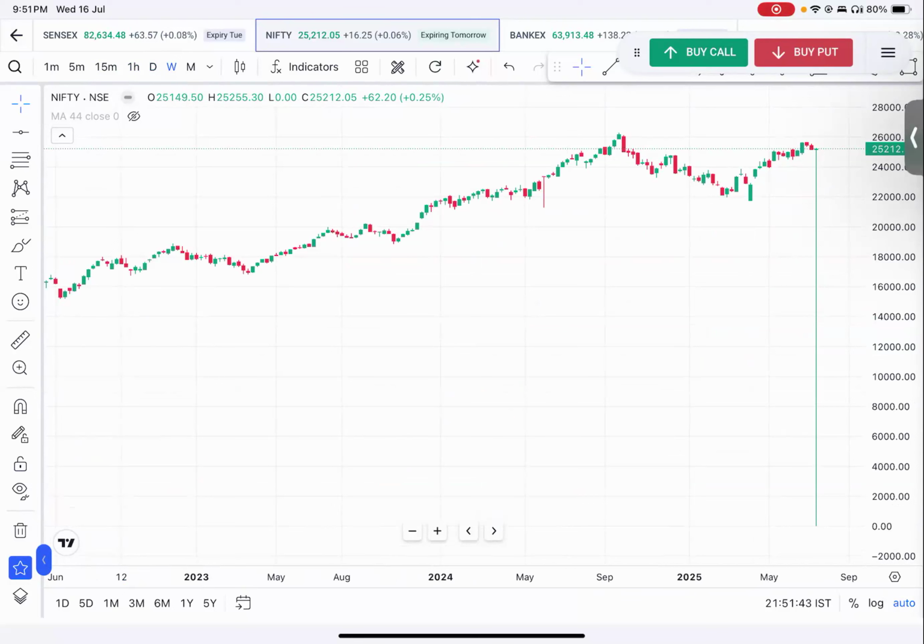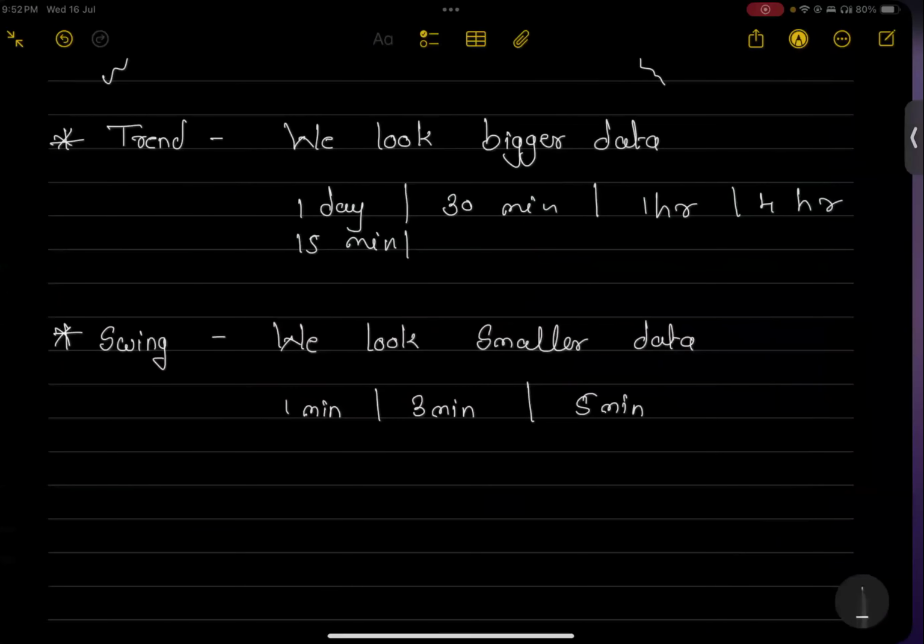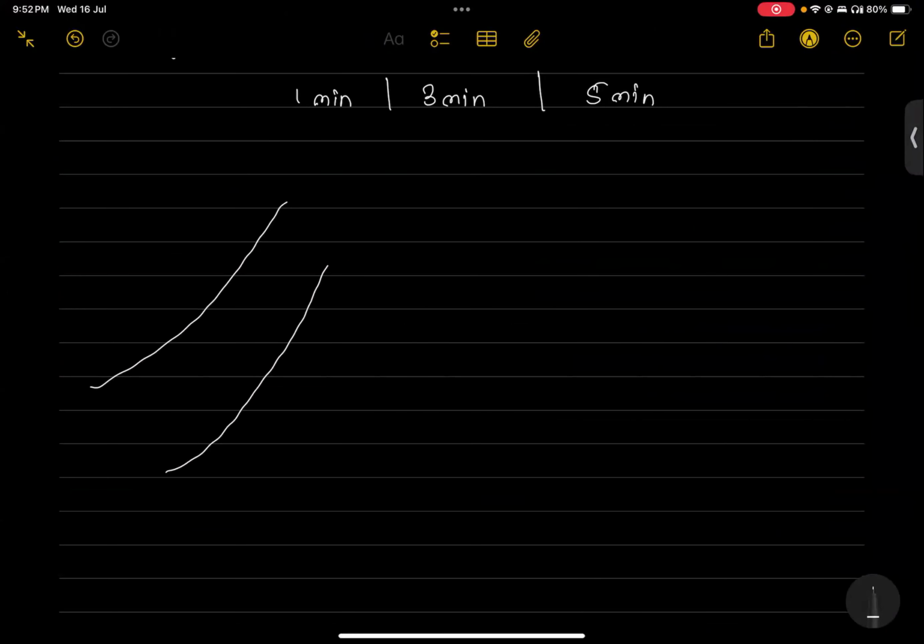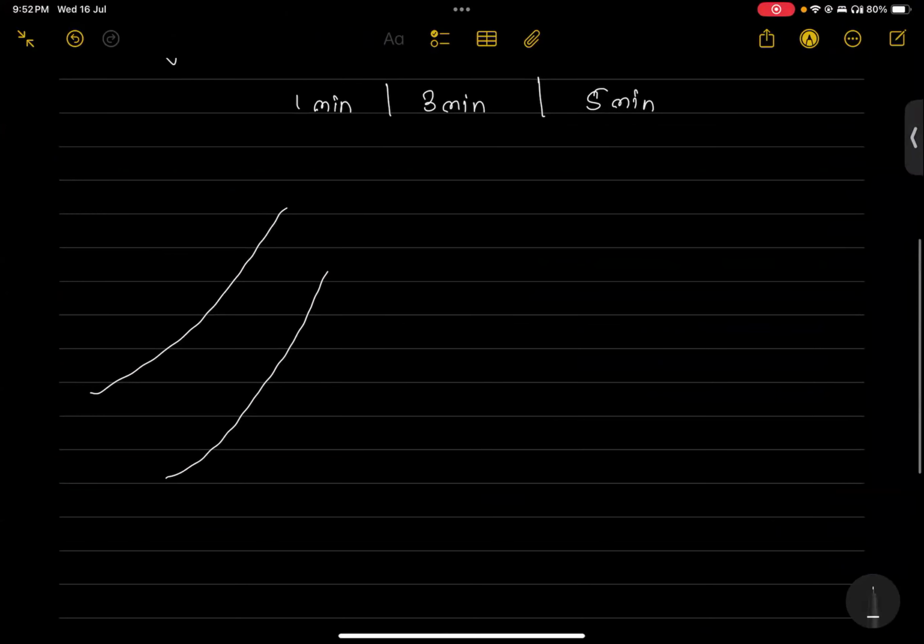Now, you guys answer my question. For what purpose do we use bigger time frame data? To identify swing or to identify trend? What's the answer? Everyone, please let me know in the chat box quickly. To identify trend. Very good. Now understand this, guys. Even trend is like this, even swing is like this. The only difference is here we are looking at bigger time.